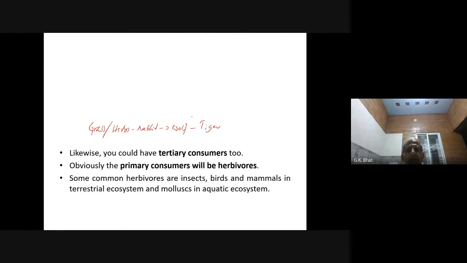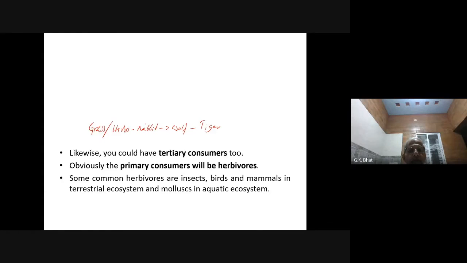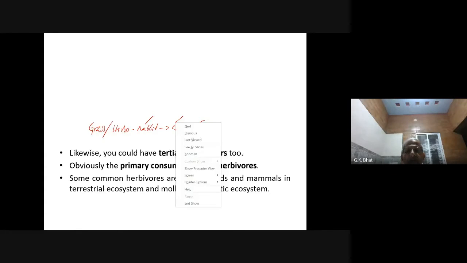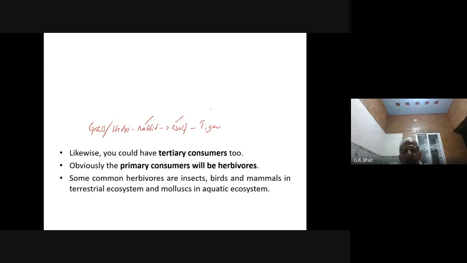Who is the primary consumer here? Rabbit. Primary consumer, rabbit. Second consumer, wolf. Tertiary consumer, tiger. So here you have it. Obviously, the primary consumers are herbivores. They are herbivores because they feed on herbs.